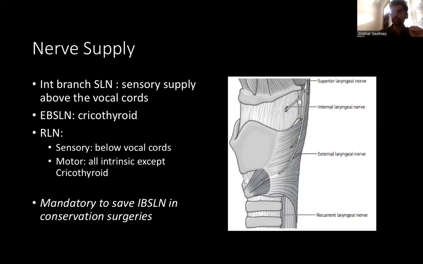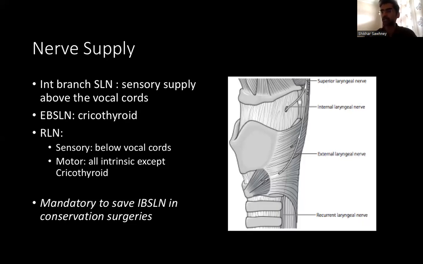Now, the external branch of the superior laryngeal nerve goes along the inferior constrictor muscle, along the posterior lamina of the thyroid cartilage, and then inserts onto the cricothyroid muscle. As we know, the cricothyroid muscle takes origin from the cricoid cartilage and goes on to the posterior part of the thyroid cartilage. So the external branch of the superior laryngeal nerve is what is important and what is in relation to the cricoid cartilage. This nerve is also seen when we do thyroid surgeries, and when ligating the superior pole.